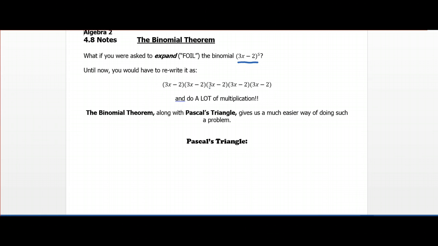And then if I wanted to, I could even up it and say, okay, instead of 3x minus 2 to the fifth, do 3x minus 2 to the 12th. And then you would have to take 3x minus 2 times itself 12 times. And so that's just going to be a pain to do.